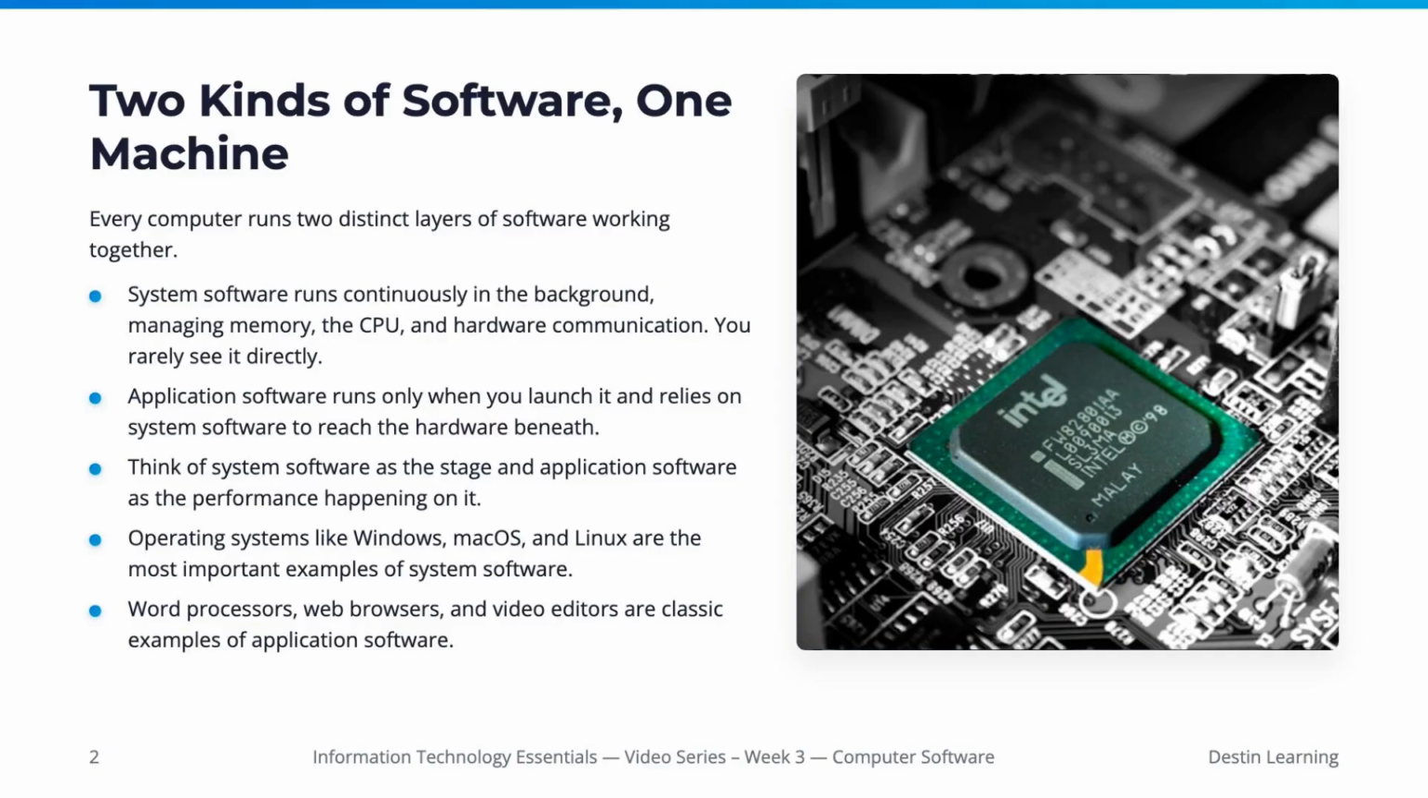Every computer relies on two distinct software layers working in harmony. System software, such as Windows, Mac OS, and Linux, runs continuously in the background to manage memory, the CPU, and hardware communication. Application software, including web browsers, office suites, and media editors, runs on top of that foundation, relying on the system software stage to reach the underlying hardware.